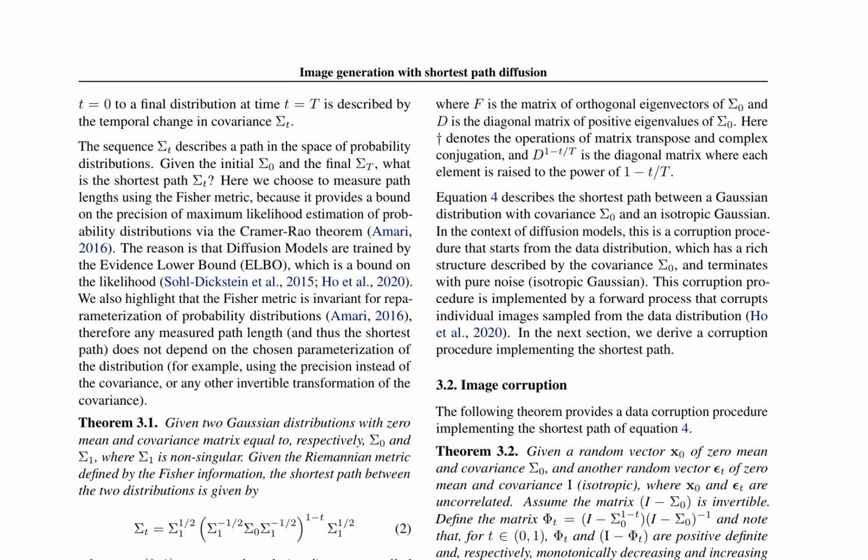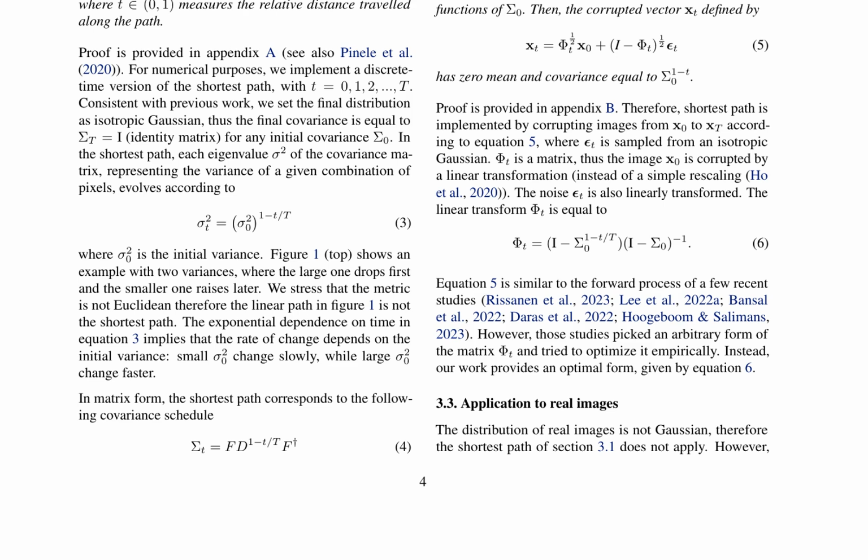To measure path lengths, the Fisher metric is employed due to its connection to the Cramer-Rao theorem and its invariance for reparameterization of probability distributions. A crucial component in diffusion models is the corruption procedure, which is derived by implementing the shortest path. This procedure is designed to initiate from the data distribution and terminate with pure noise, effectively mimicking the shortest path between Gaussian distributions. The approach is demonstrated through equations and examples, underscoring its significance in the context of diffusion models and image generation.